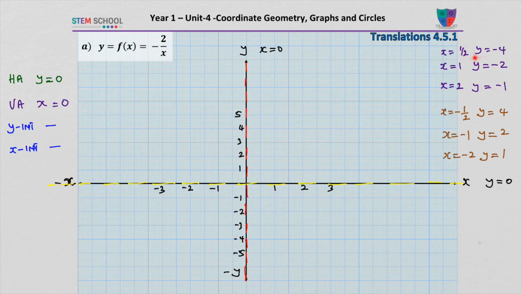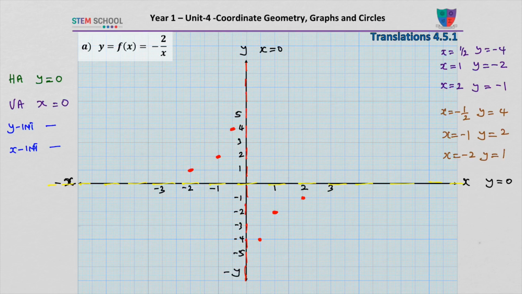Now we're just going to put in a few points to see where the graph is. So when x is a half, you get minus 4. When x is 1, you get minus 2. And when x is 2, you get minus 1. So that's your curve coming up there. And likewise, when x is minus a half, you get 4. When x is minus 1, you get 2. And when x is minus 2, you get 1.